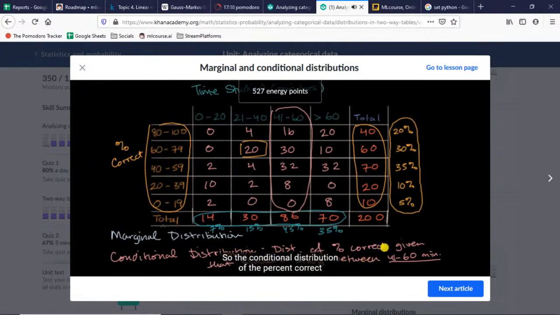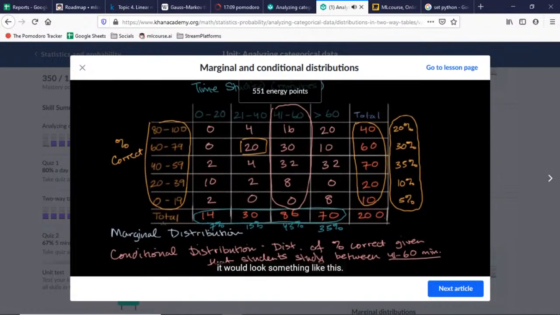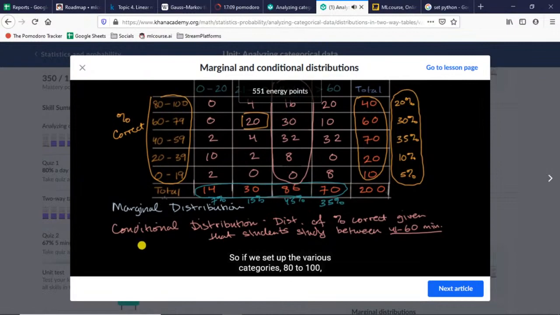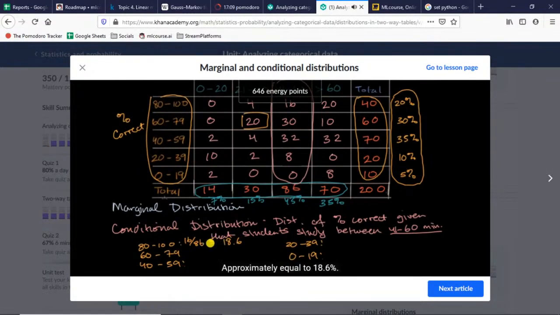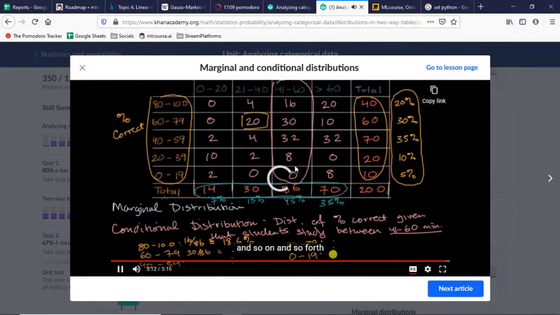So the conditional distribution of the percent correct, given that students study between 41 and 60 minutes, would look something like this. Let me get a little more space. If we set up the various categories, 80 to 100, 60 to 79, 40 to 59, 20 to 39, and 0 to 19, we'd want to calculate the percentage that fall into each bucket, given that we're studying between 41 and 60 minutes. This first one, 80 to 100, would be 16 out of the 86 students. 16 divided by 86, rounded to one decimal place, is roughly 18.6%. We would figure out 30 out of 86, whatever percentage that is.